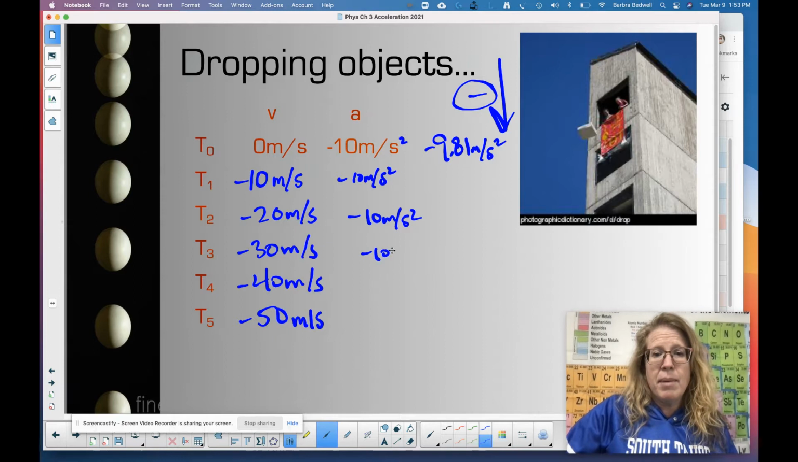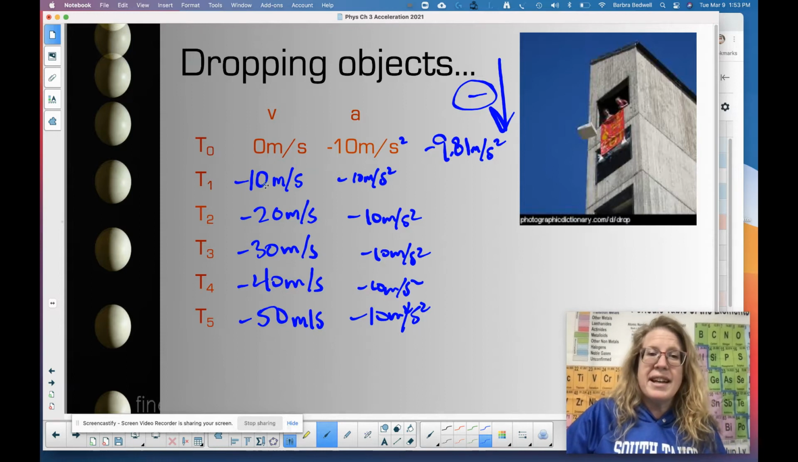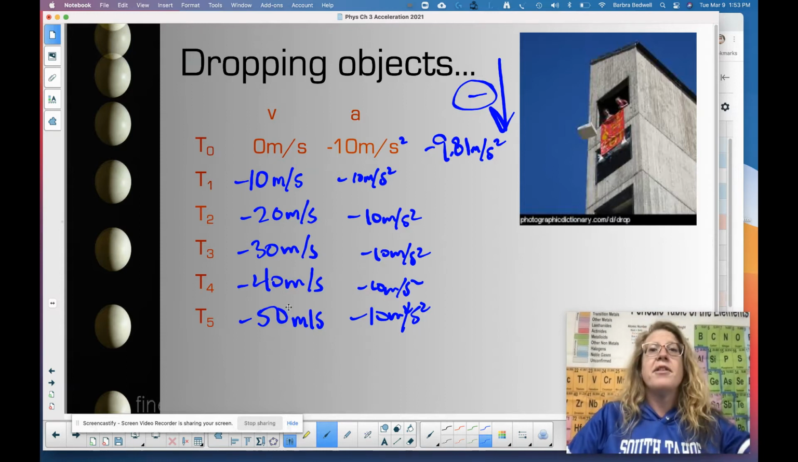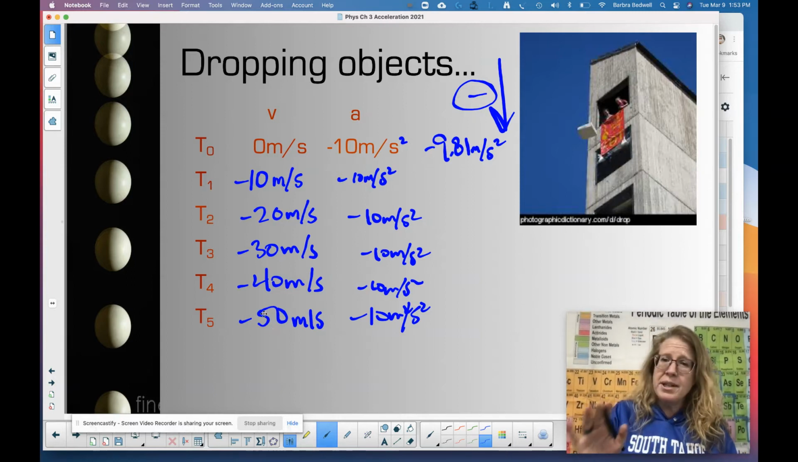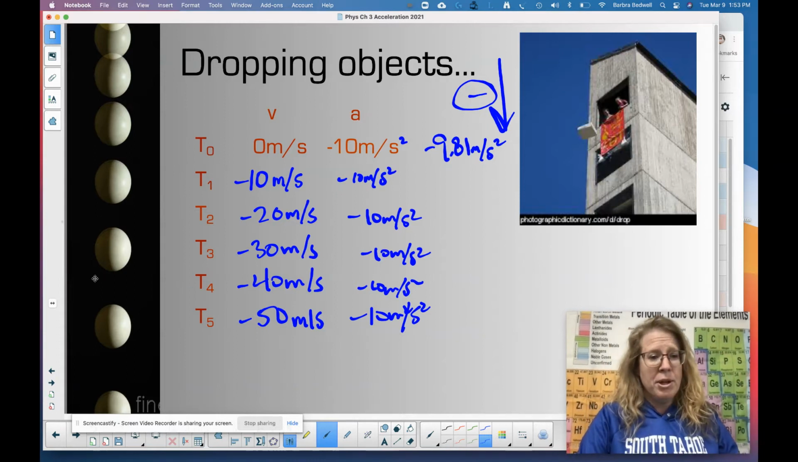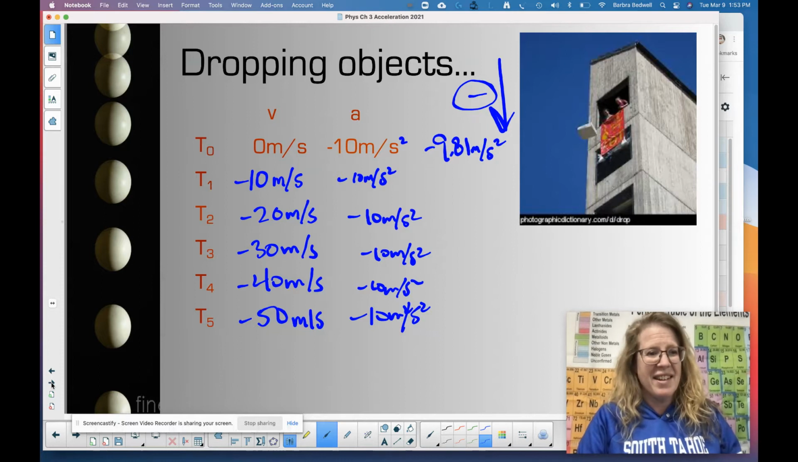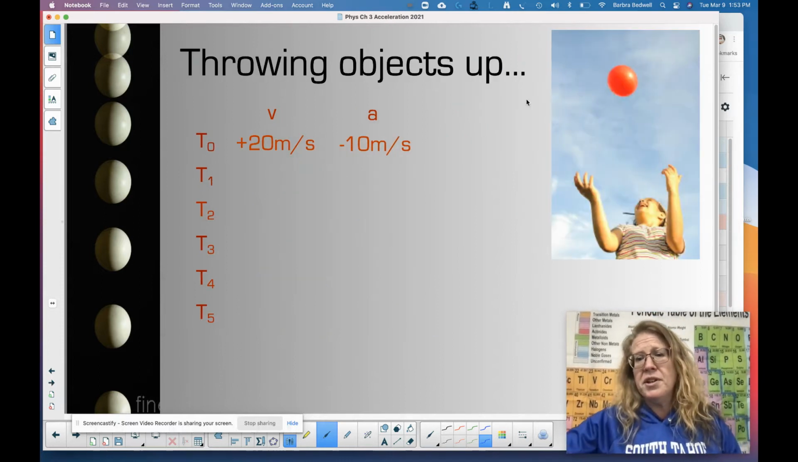It's the same every single time: negative 10 meters per second squared. If I could write seconds squared, there we go, sorry. So the acceleration is constant. The velocity is changing, and every second that it goes down, it increases its speed. Pretty straightforward in terms of understanding what that means. You're just literally increasing it 10 meters per second per second. That's what that means. But what happens if you throw something up in the air? Now, this is a little bit of a different situation, right?